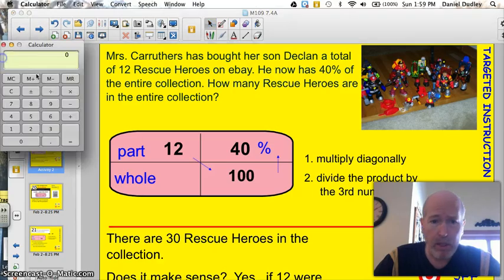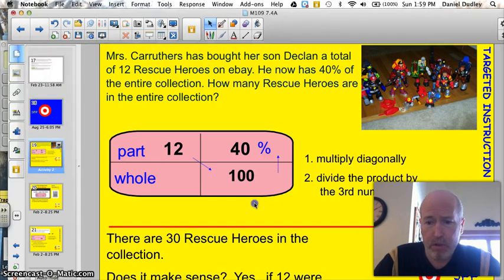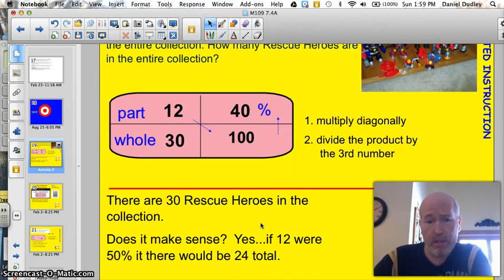All right, so let's get my calculator here. So he has 12, and we're looking for the total. So we know that 12 times 100 is going to be 1200, so I'll just put that in. 1200, that's my product, and I'm going to divide it by 40. And that equals 30. So 12 out of 30 equals 40%. So my answer is there are 30 rescue heroes in the collection.